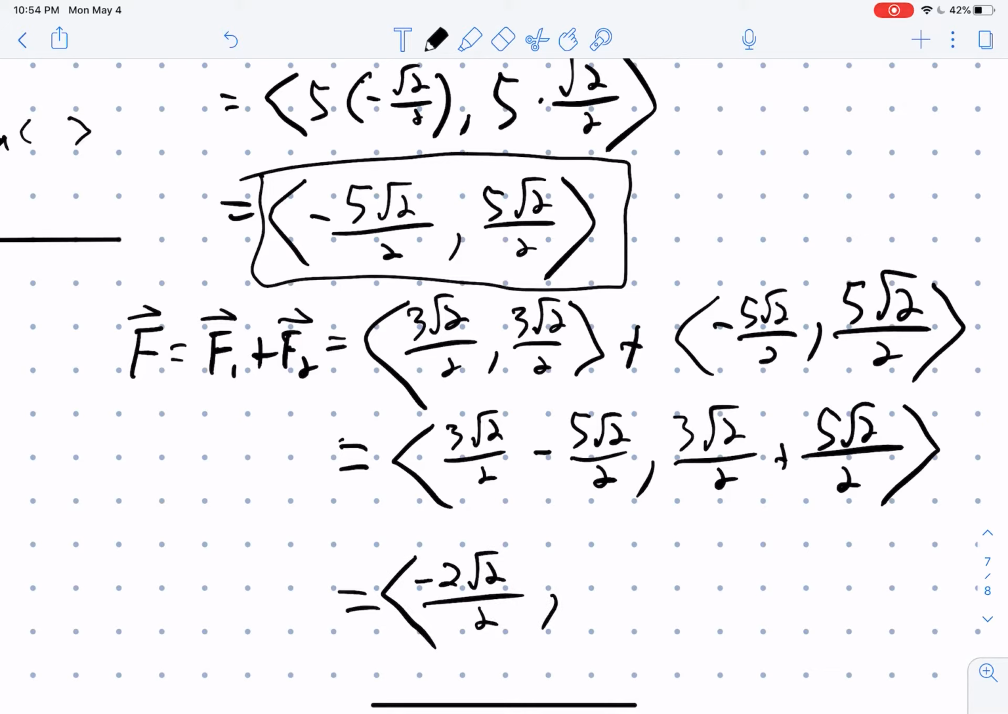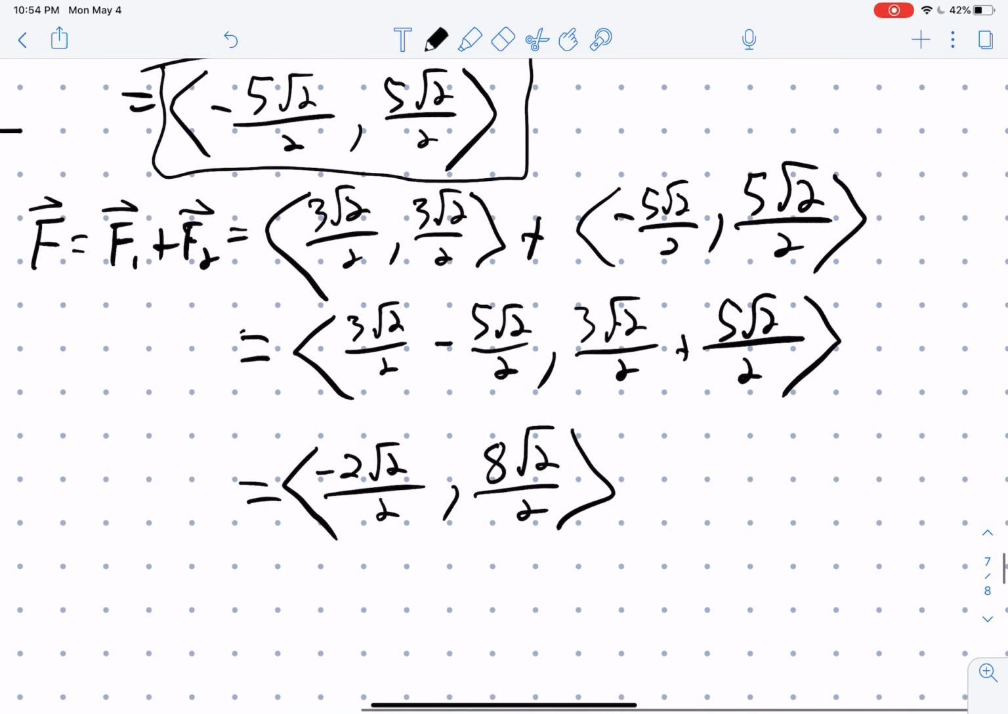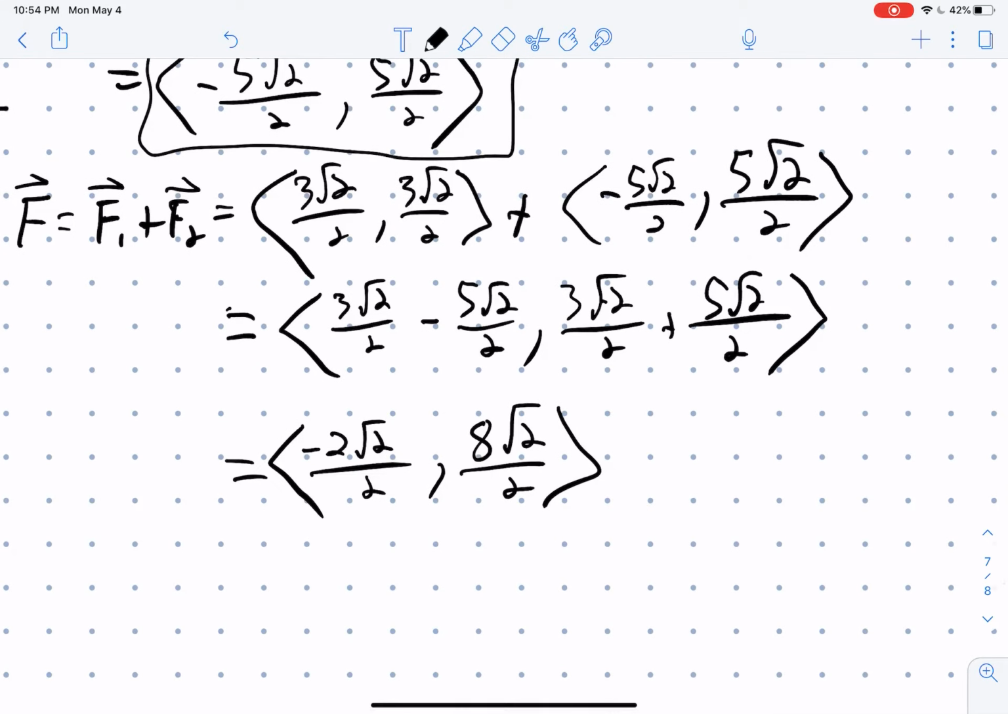We have a similar thing on the right: common denominator of 2, same radical 2, so we just add 3 and 5 and we get 8 radical 2 over 2. So this is our vector. We can simplify it a little bit more by canceling the 2 in the top and bottom of each of these fractions. So the first fraction is going to be negative radical 2, and the second fraction is going to be 4 radical 2.